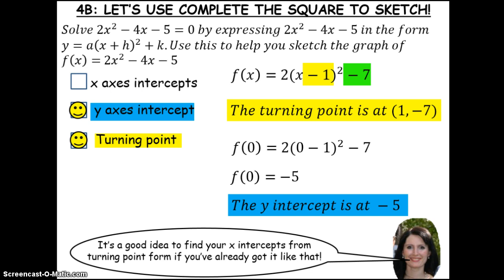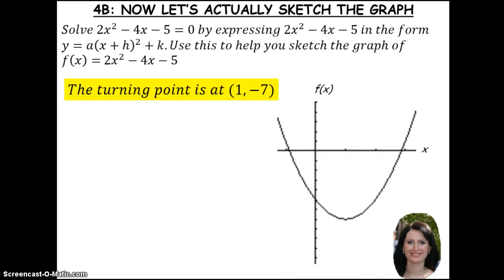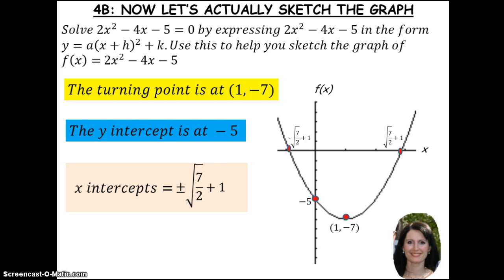It's a good idea to find your x-intercepts from the turning point form if you've already got it like that. Even if the question doesn't ask you to put it into turning point form, if you want to do that in order to find the turning point, find the axis intercepts that way too. We now know that we've got our turning point at 1 and negative 7. Let's put it in. We have our y-intercept at negative 5. Let's put it in. And then we have our x-intercepts at plus and minus root 7 on 2 plus 1. There's negative root 7 on 2 plus 1, and there's positive root 7 on 2 plus 1.